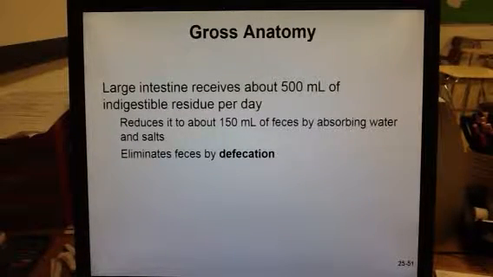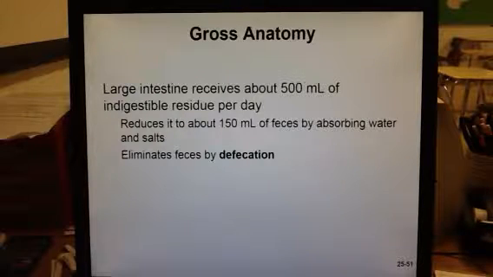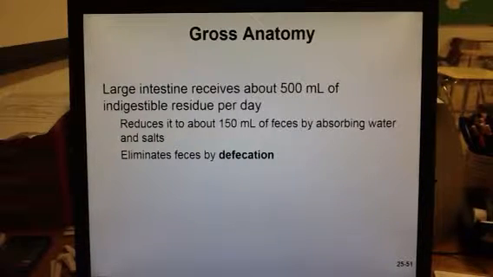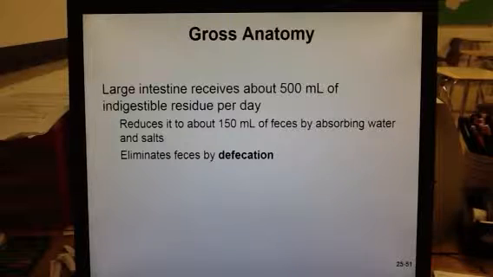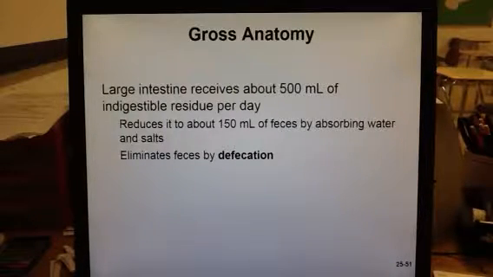Okay, our last video for this week is going to focus on the large intestines and what happens after absorption in the small intestine, basically what's left. The remains after absorption in the small intestine are moved along into the large intestine. It's about 500 milliliters of indigestible residue per day. And the large intestine is able to reduce that down to about 150 milliliters of feces by absorbing water and salts. So you can see there's lots of water absorption happening in the large intestine before we eliminate our feces by defecation.